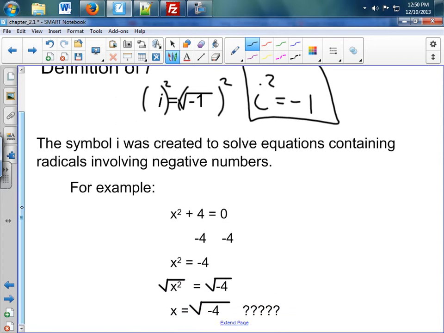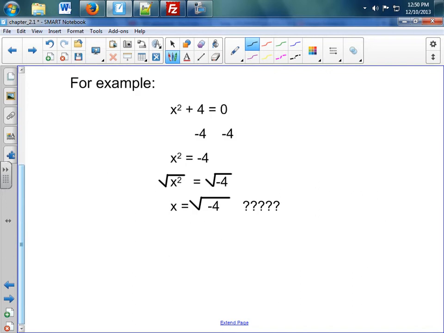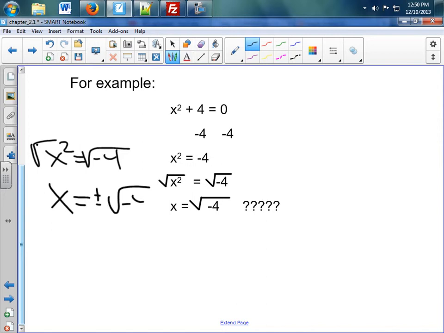The symbol i was created to solve equations containing radicals involving negative numbers. I gave you an example here. How would you solve the square root of -4? If I take x squared equals -4, and I take the square root of each side, x is equal to plus or minus the square root of -4. I don't know how to solve that.